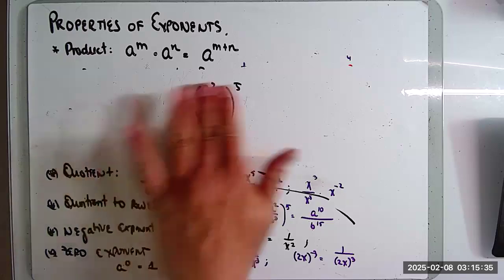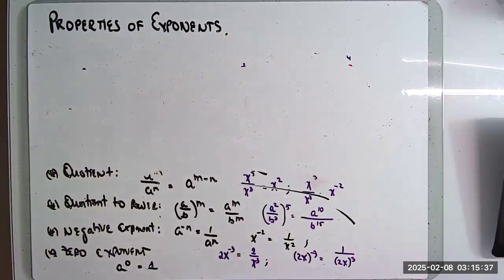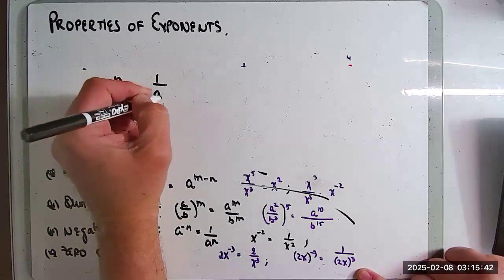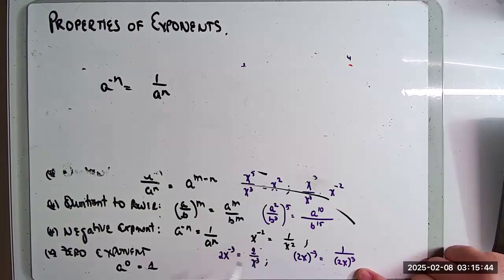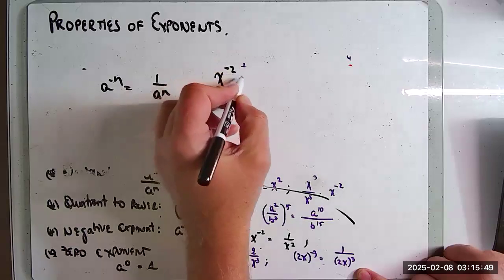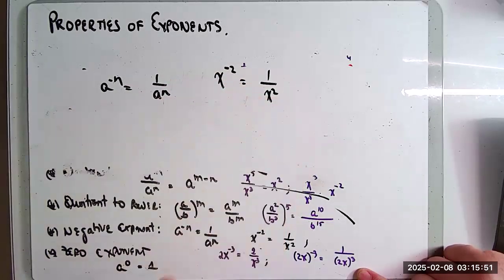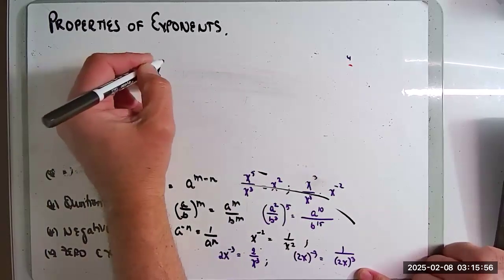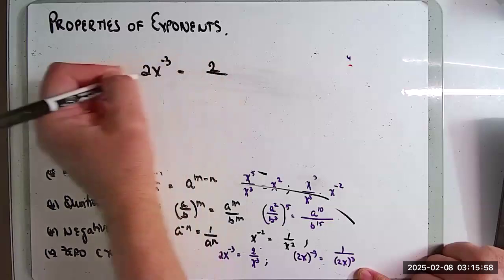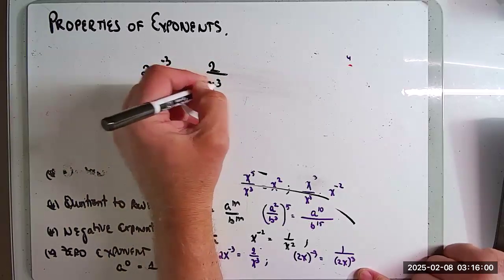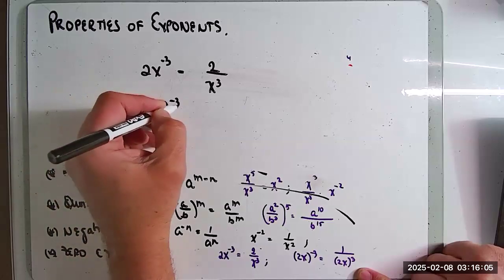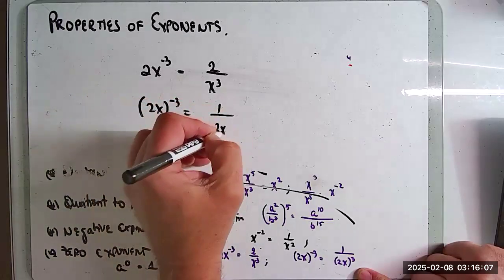Of course, negative exponents, we don't like negative exponents. So if I have a to the negative n, this is the same thing as 1 over a to the n. We always send the variable to the denominator. So if I have x to the negative 2, this is 1 over x squared. Careful with parentheses. If I have 2x to the negative 3, the 2 is staying in the numerator. We simply move the variable to the denominator. If I have parentheses, now we have to move everything down.